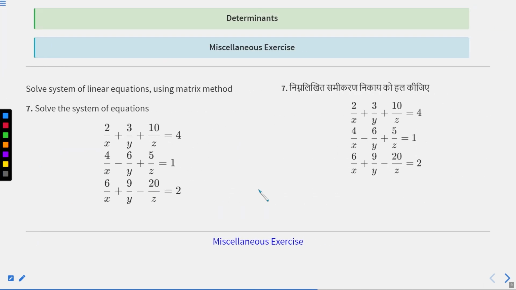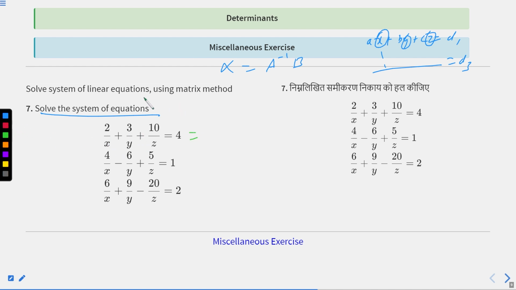This problem says we have to solve this system using the matrix method. The matrix method says that X is equal to A inverse B. So we already know that if our system is like this, ax plus by plus cz is equal to d1, and so on up to d3, we use x, y and z. Here you have 1 by x, 1 by y. So how are you going to solve it?